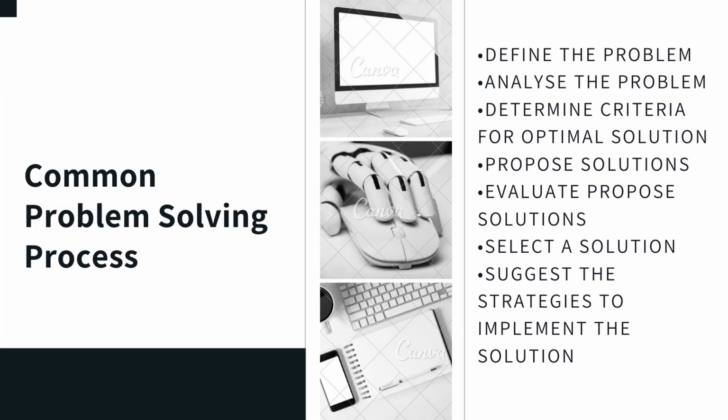All right, great. So similar to any problem or any process, the common problem solving process actually consists of 7 steps that we need to be aware of. Firstly, we need to define the problem. What is the problem that we have? And then we need to analyze this problem. Analyzing this problem actually means that we are going to break this problem down into small parts to make it easier for us to develop a solution.